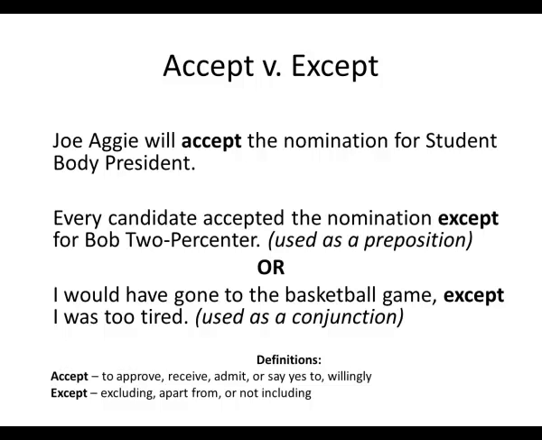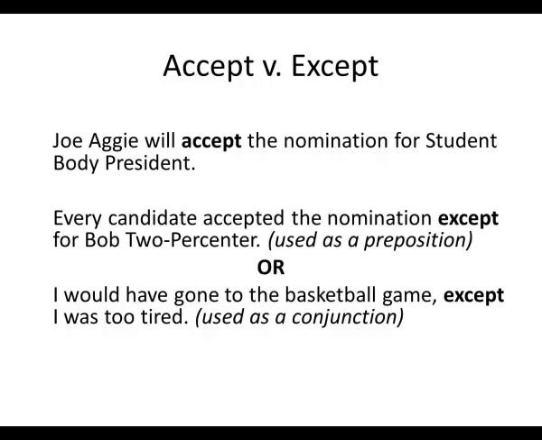Accept is a verb, meaning to approve, receive, admit, or say yes to willingly, while except is a preposition meaning excluding, apart from, or not including. Sometimes the second except is even used as a conjunction, similar to the meaning of the word but. Note the 2 different ways except can be used in a sentence. Recap. Joe Aggie will not accept the presidency except if he wins by a majority.